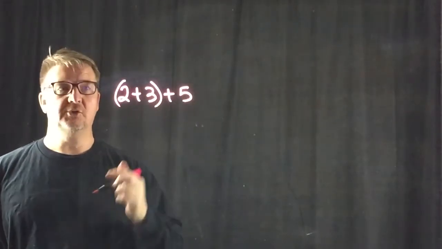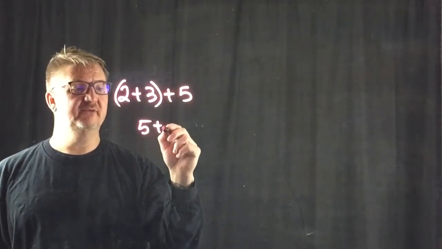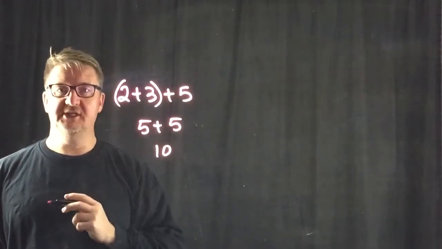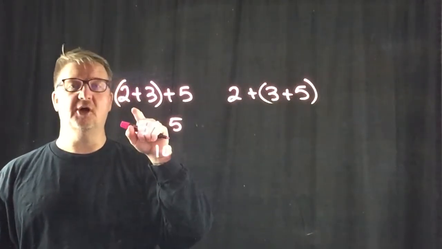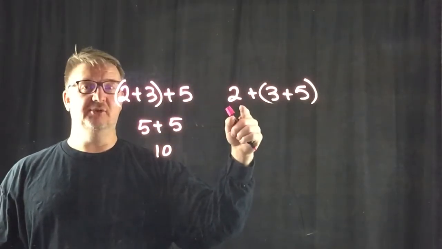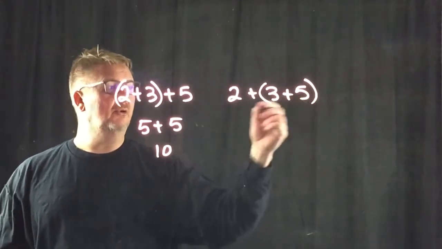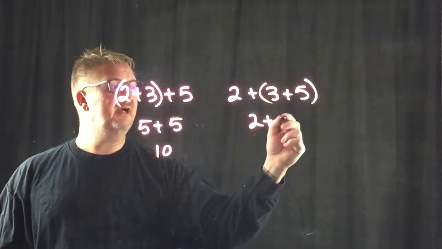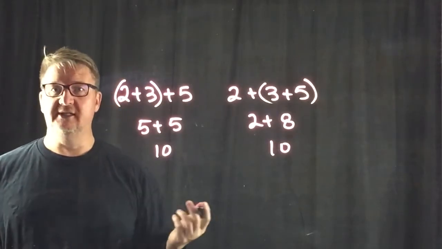Let me show you a real quick example of the associative property. So I have 2 plus 3 plus 5. I could say 2 plus 3 is 5, plus 5 equals 10. In this first problem, the 2 and the 3 were hanging out together, and the 5 was off doing something else. In this one, the 2 is by itself, and the 3 and the 5 are together. So according to PEMDAS, I do the 3 plus 5 first, which is 8. 2 plus 8 is 10. And that's how it works.